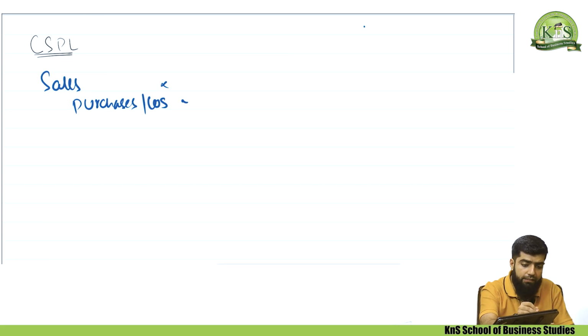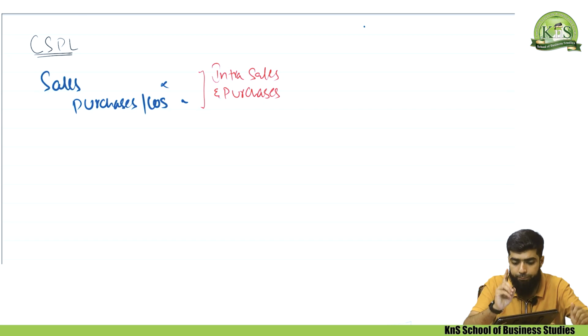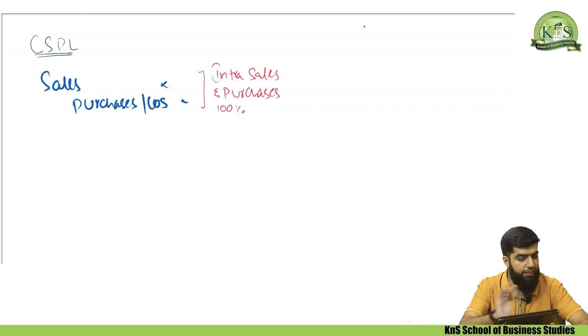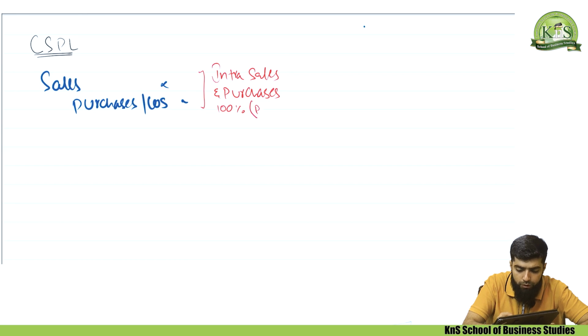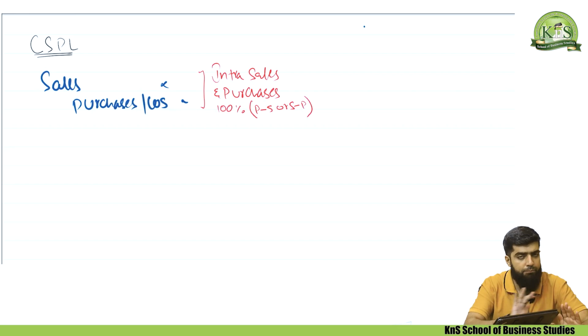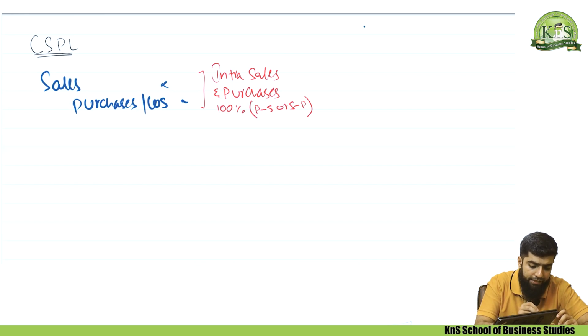Now, what is that adjustment? That adjustment is related to intra sales and purchases. And remember, intra sales and purchases will always be eliminated at 100%. It is irrespective of whether the parent sold goods to S or S sold goods to P. It doesn't matter. Intra sales and purchases will be 100% eliminated in the consolidated statement of profit and loss.